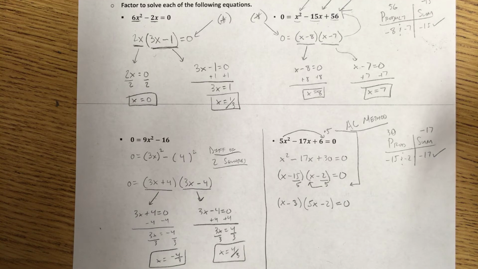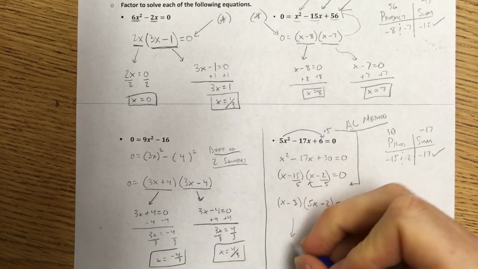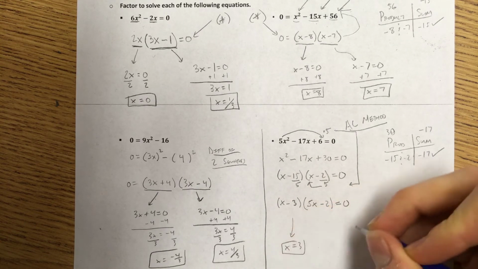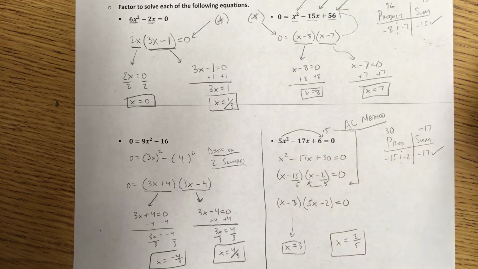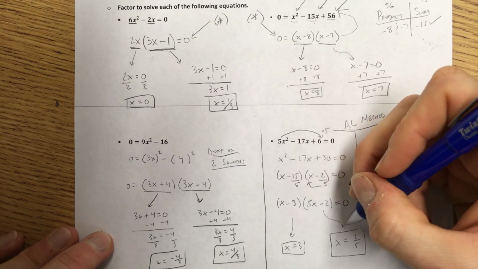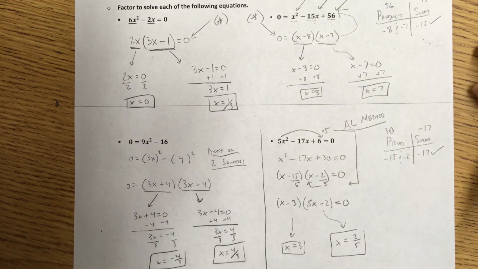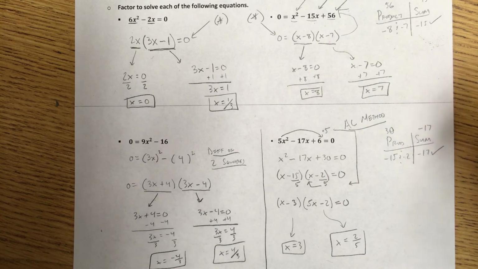And then we can solve both of these. I'll let you do that, but if you solve correctly, you would get x equals 3 and x equals 2 over 5 from this one. If you have questions, pause, rewind. You could also ask those in class. I would be happy to answer those questions as well.